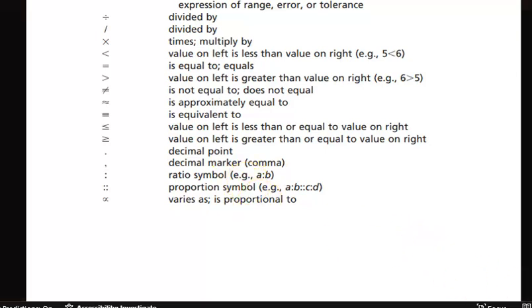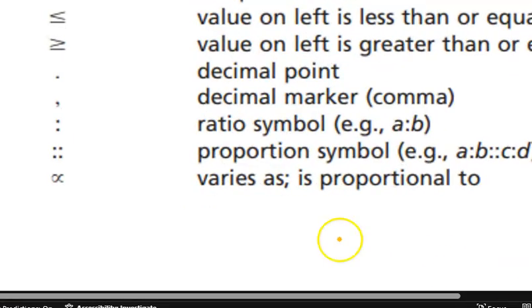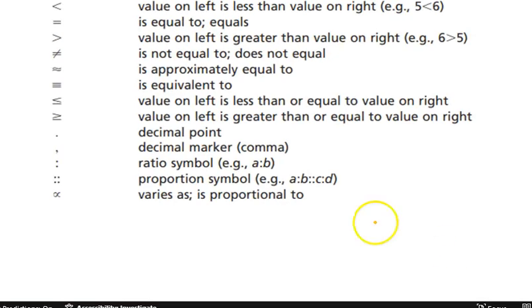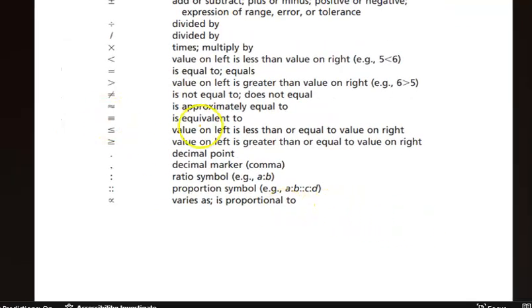This proportion symbol should be familiar right here, whereas the ratio is a colon, and 2 colons right beside each other make a proportion symbol. So these are common symbols used in pharmacy. Basic calculations that you should appreciate.